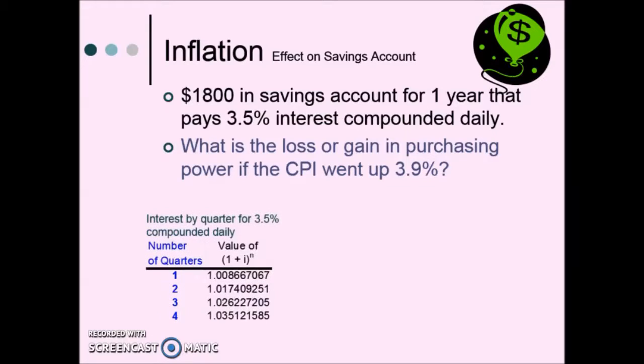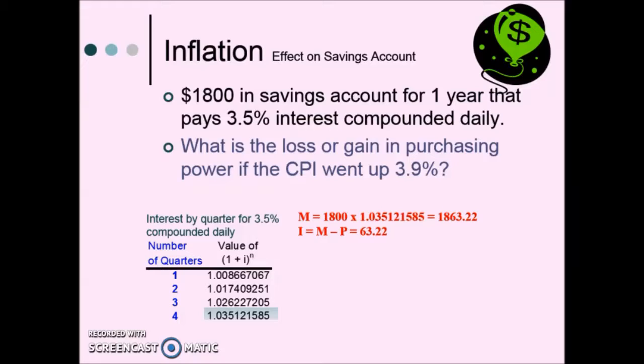We have another table for 3.5% interest compounded daily, only expressed in quarters, and 1 year would be 4 quarters. So here we have our multiplier. We will find the maturity value of that $1,800 times 4 quarters, which would be the 1 year for the 3.5% interest compounded daily. So after 1 year, the balance in this account would have this value. And if we subtract off that principal of $1,800, it has made $63.22 in interest in the past year.